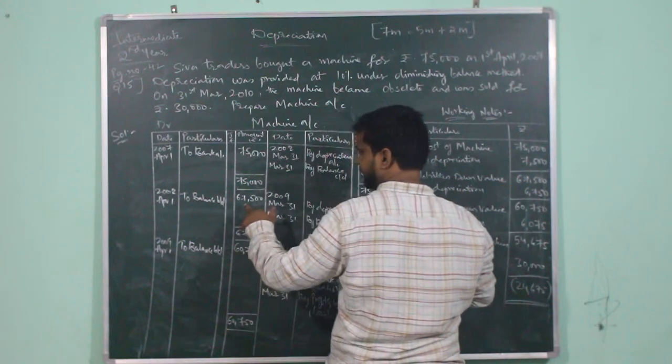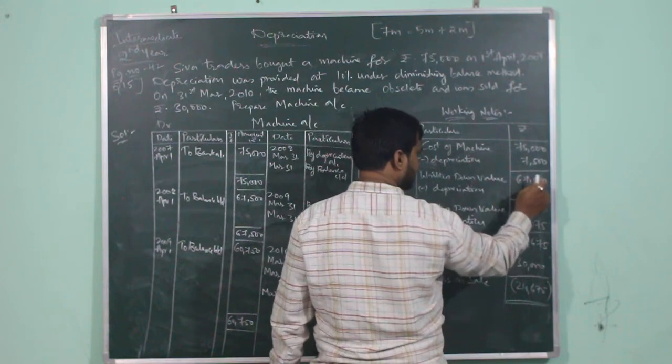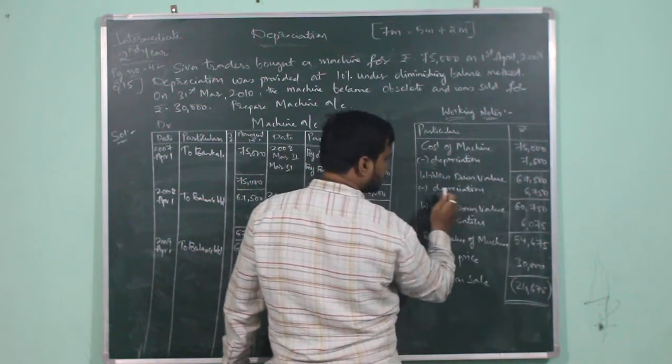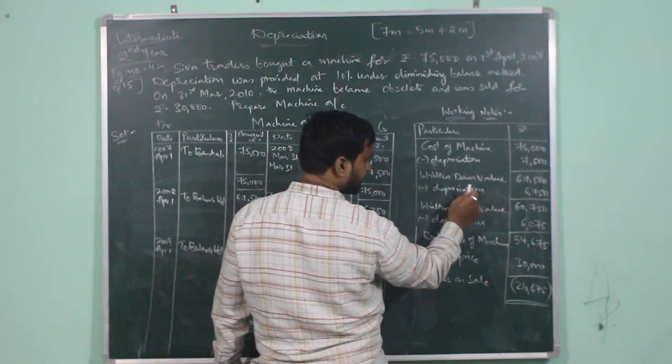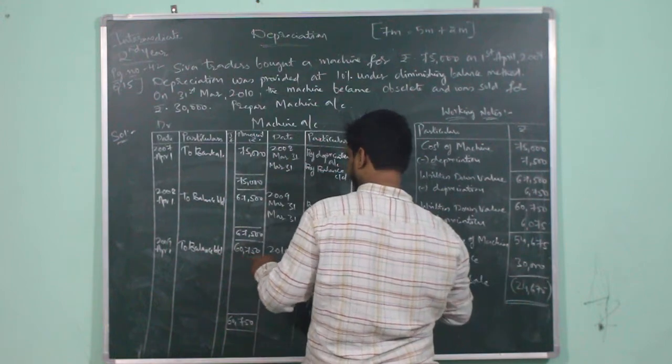At the end of the second year, depreciation of 10% will be calculated on 67,500. 10% of 67,500 becomes 6,750. So subtracting depreciation at the end of the second year, the written down value at the beginning of the third year will be 60,750.